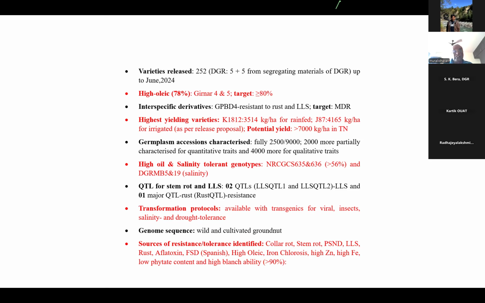Germplasm accessions are characterized. High oil content and saline tolerant genotypes are identified. QTL for stem rot and LLS also identified. Genome sequence also done. See, sources of resistance for many diseases have been identified.